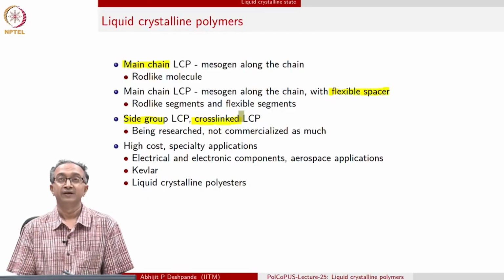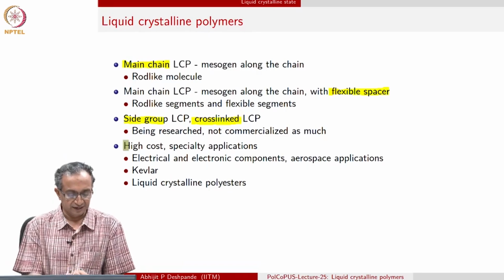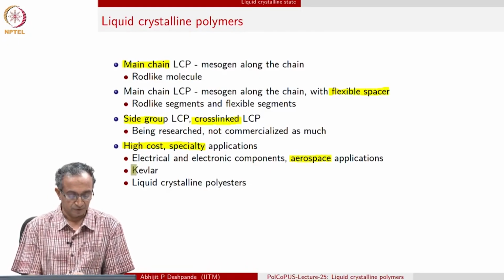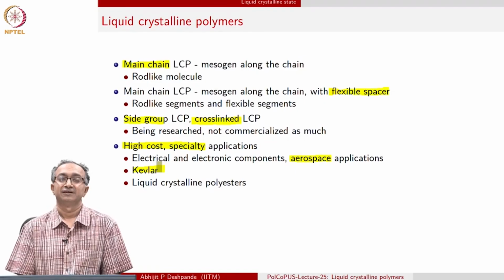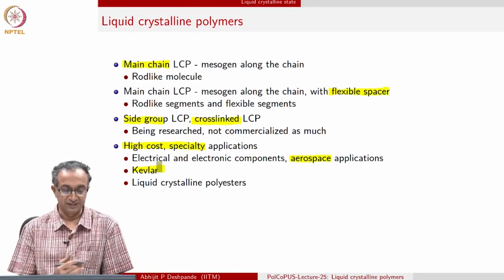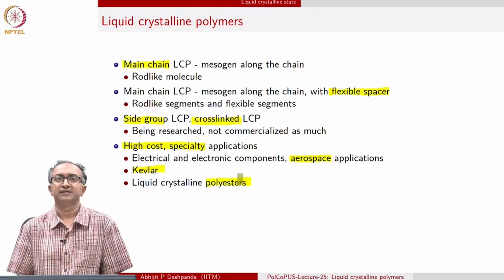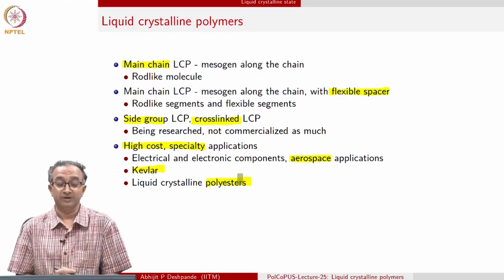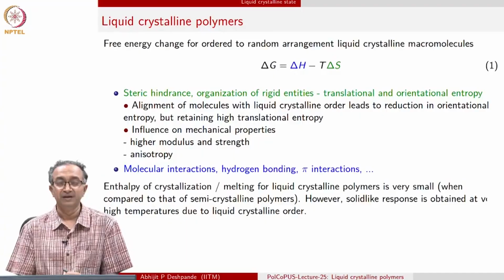also have the liquid crystalline mesogens on them, and generally these are fairly high cost, specialty-application kinds of material, but given their requirements, let us say in the electronic industry or aerospace applications, we use some of these materials. Of course, Kevlar is the most prominent example of these kinds of liquid crystalline material, and we also have polyesters, of course, a very common material used in a variety of applications. We also have liquid crystalline polyesters which are quite common. So, we will look at them.